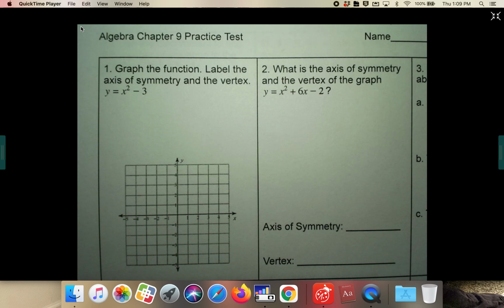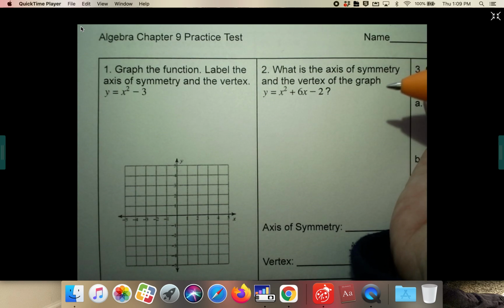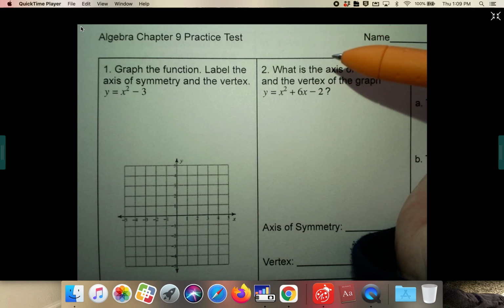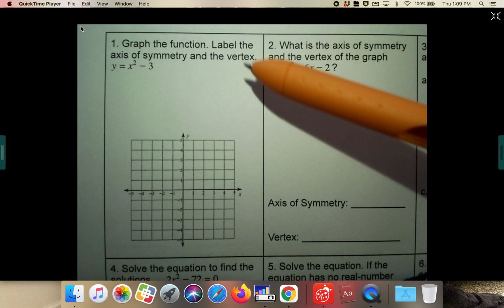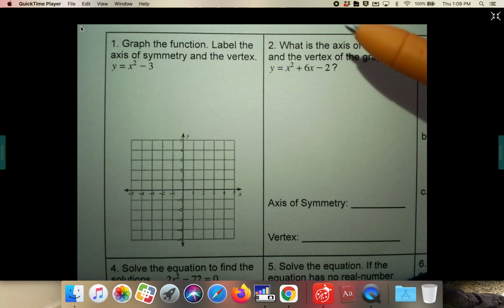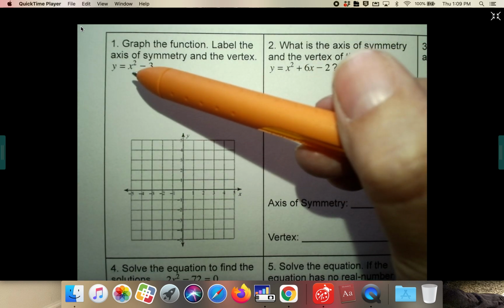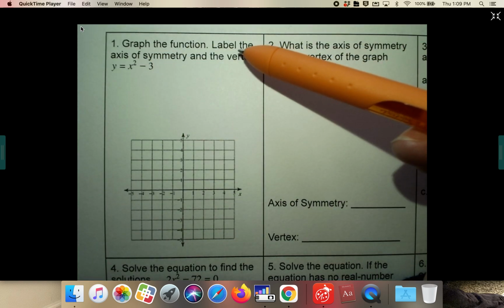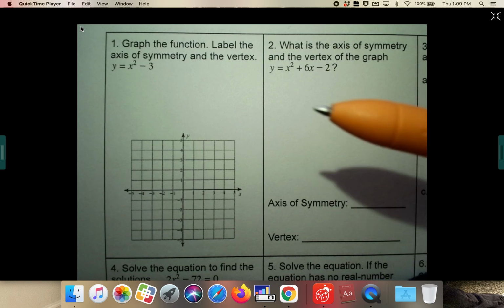Okay, we are ready for your Chapter 9, your Module 9 algebra test. And so this is the practice test all worked out. For number 1, you are going to have to graph the entire function y equals x squared minus 3, being sure to label the axis of symmetry and the vertex.